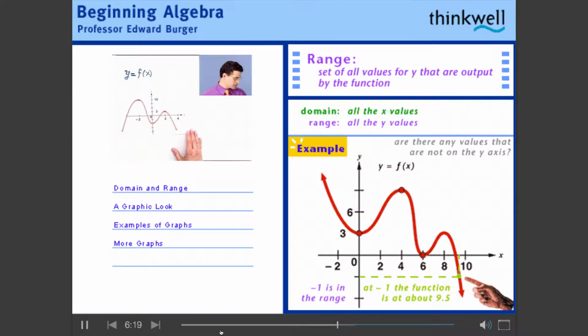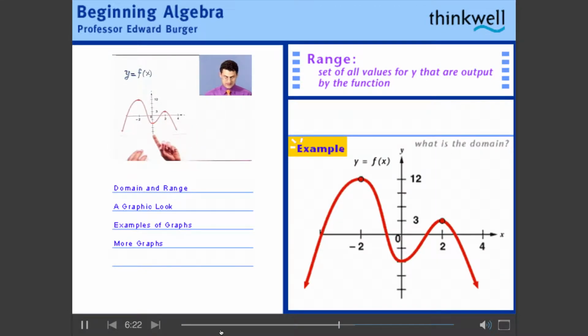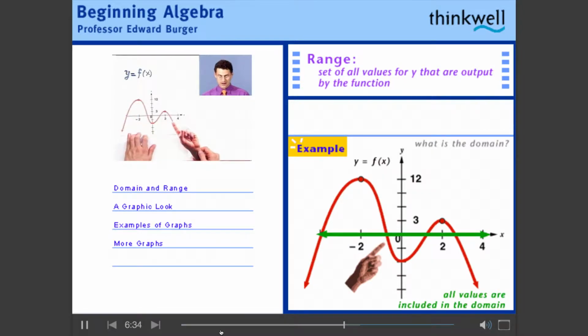What's the domain of this function? Well, let's see. What are all the allowable x values? Looking at this, I see that all x values are allowable because no matter where I pick an x value, I can always either go down or I can go up to the graph. So in fact, here, domain, everybody. What about the range? Do I hit every single y value?